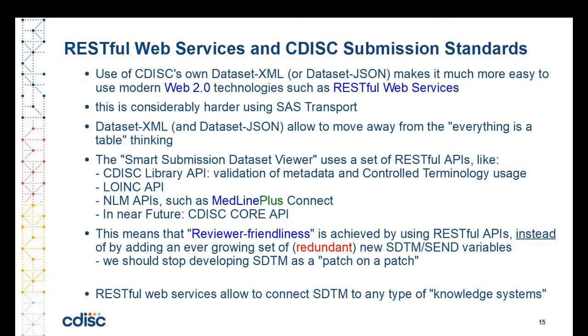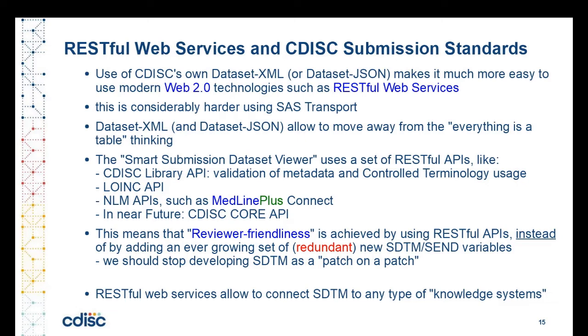As one should already have noticed, we use a lot of RESTful web services. This is very easy when using dataset XML or dataset JSON, considerably more difficult when using SAS Transport. Whereas the software for generating the SDTM datasets already uses the FHIR API and a few others, additional RESTful web services are used by the Smart Submission Dataset Viewer, including the CDISC Library API, LOINC and National Library of Medicine APIs. The use of such allows us to make the review extremely user-friendly. And very soon we will also be able to implement the CDISC Open Rules API.